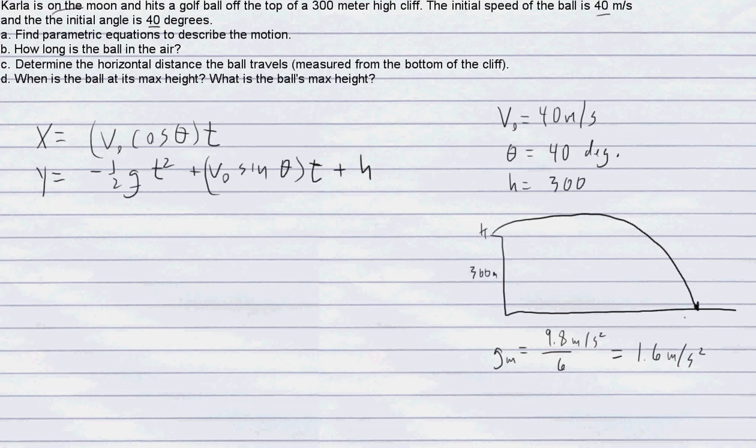Now, over here to part A, let's figure out what these equations are going to be. A, the horizontal motion parametric equation is going to be x equals v naught, which is 40 meters per second, times cosine 40 degrees, whatever that is, times t. B, the vertical parametric equation is going to be y equals negative 1/2 times 1.6, the lunar gravity, times t squared, plus the initial speed of 40 times sine 40 degrees, all this times t, plus 300. You can see they're parametric equations, but they're going to be rather more complicated than the ones we had in the previous example.